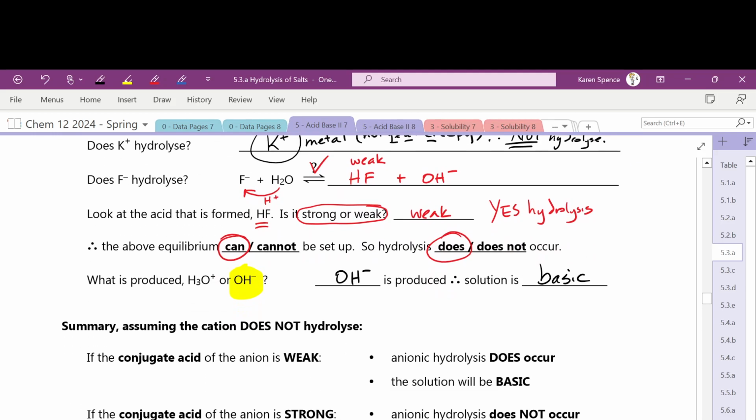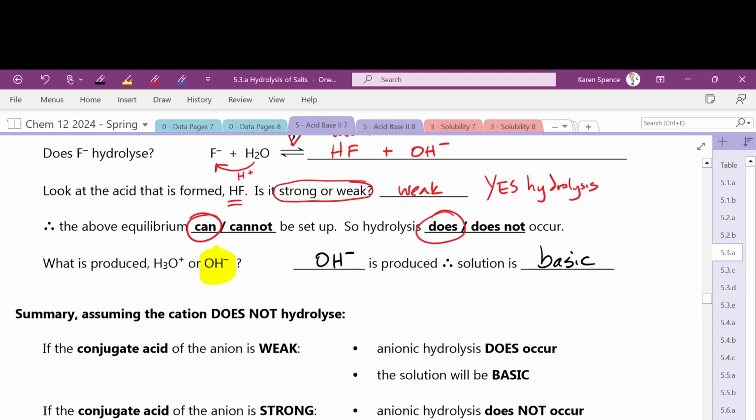So assuming that a cation does not hydrolyze, which is often the case, if the conjugate acid is weak, anionic hydrolysis does occur and the solution will be basic. If the conjugate acid is strong, the anionic hydrolysis does not occur and the solution will be neutral. But check if amphiprotic.